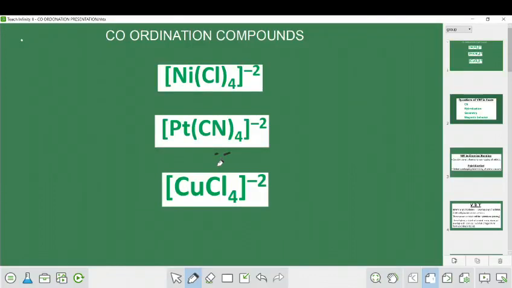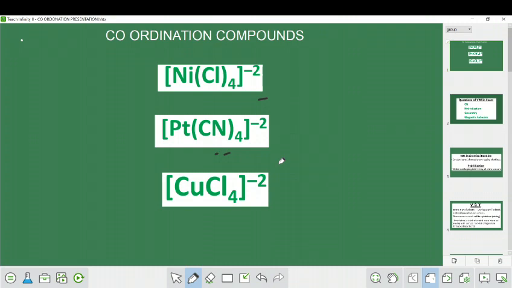Students, today we will discuss the geometry of coordination complexes. It will help to understand the metal and ligand relationship and its orientation in space. Some of the examples are written over here: nickel with 4 chloride ions, platinum with 4 cyanide ions, and copper with 4 chloride ions.